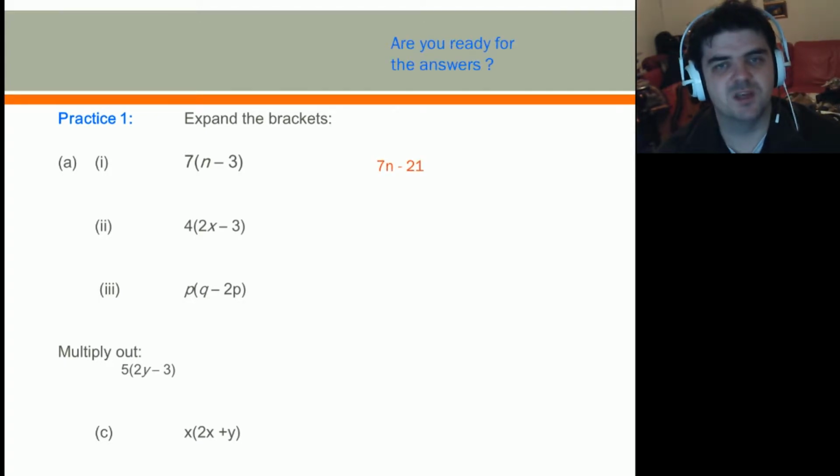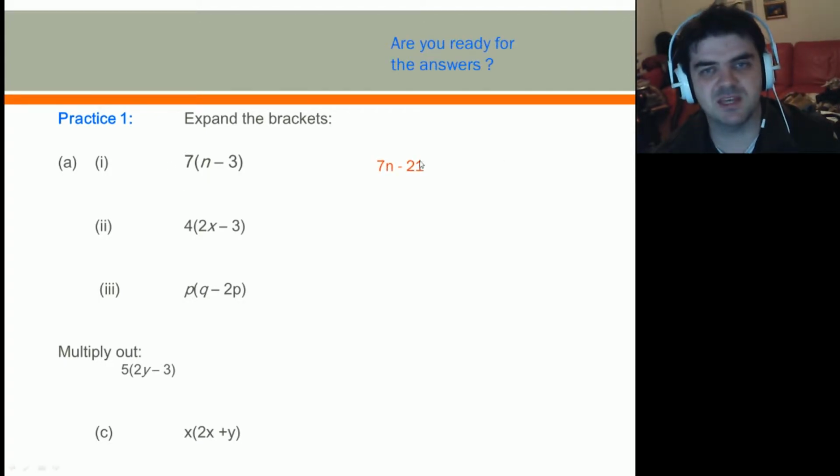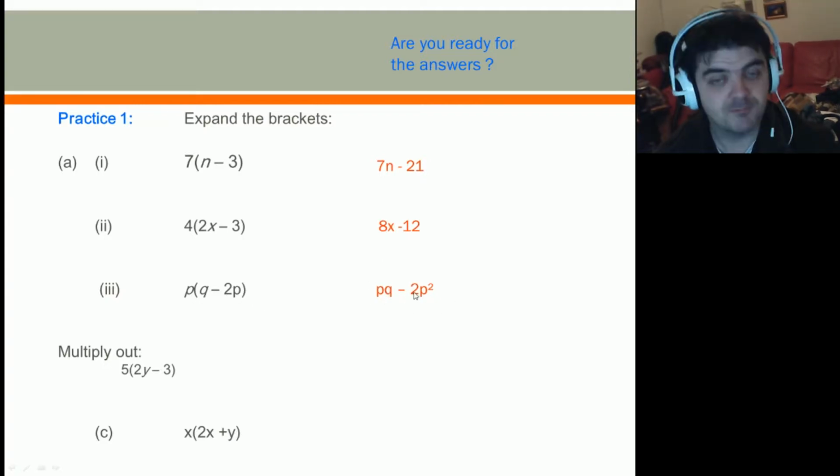First one is 7n minus 21. 7 times n is 7n, and plus 7 times minus 3 is minus 21. Next one, 4 times 2x is 8x, plus 4 times minus 3 is minus 12. Last but not least, p times q is pq, and p times minus 2p is minus 2p squared.